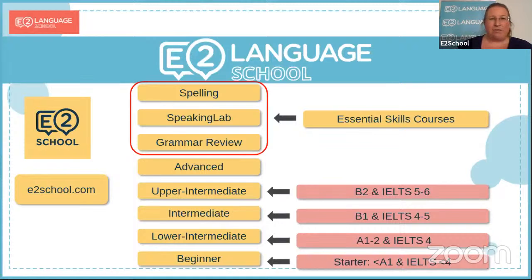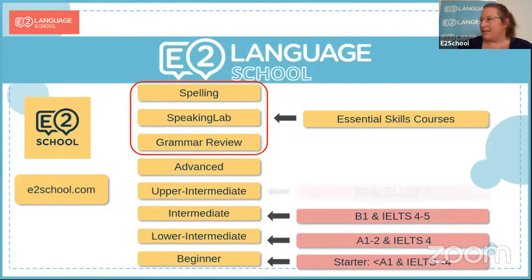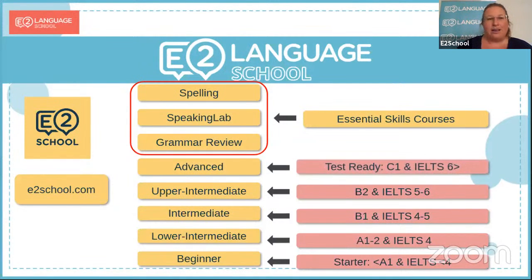The vocab is very, very important to match each of those lessons, because it will help make sure you're using it more accurately in all of the skills. And advanced is the same thing. Again, it is C1 or an IELTS of 6 or higher.